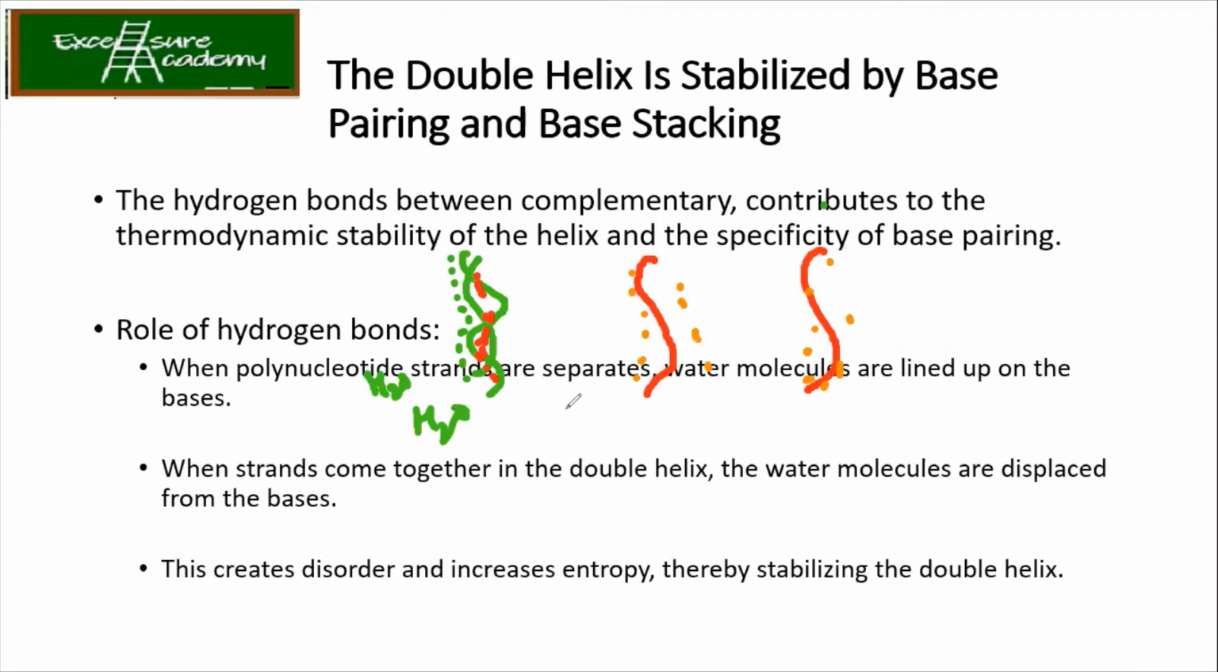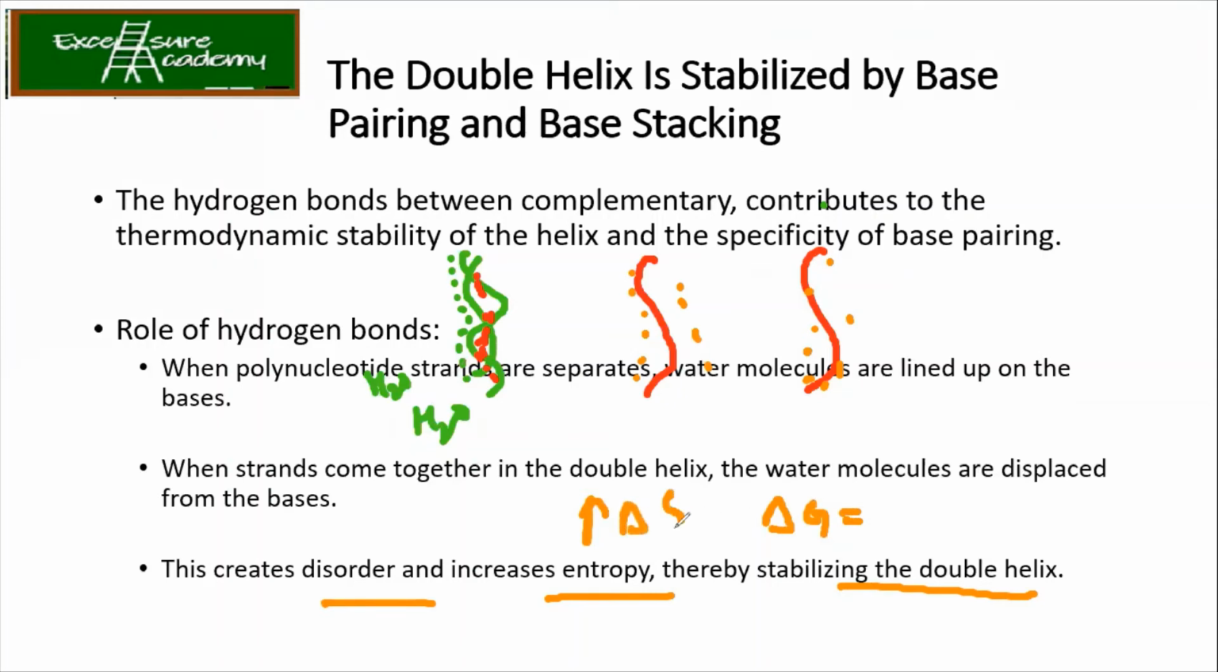So when polynucleotide strands are separate, water molecules are lined up on the bases, and when they come together in the double helix, the water molecules are displaced from the bases. Now all these things create disorder and increase the entropy, and thereby it stabilizes the double helix. So you know that with an increase in entropy, what will be the delta G then?